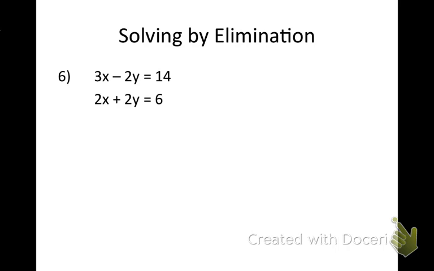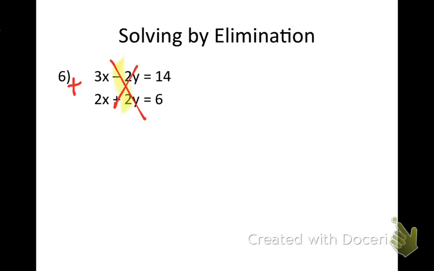Let's try number 6 here. 3x minus 2y equals 14. 2x plus 2y equals 6. Which variables would I like to eliminate, Bailey? Yeah, the y's. I have a -2 and a +2. So they are set up to perfectly eliminate by adding down.